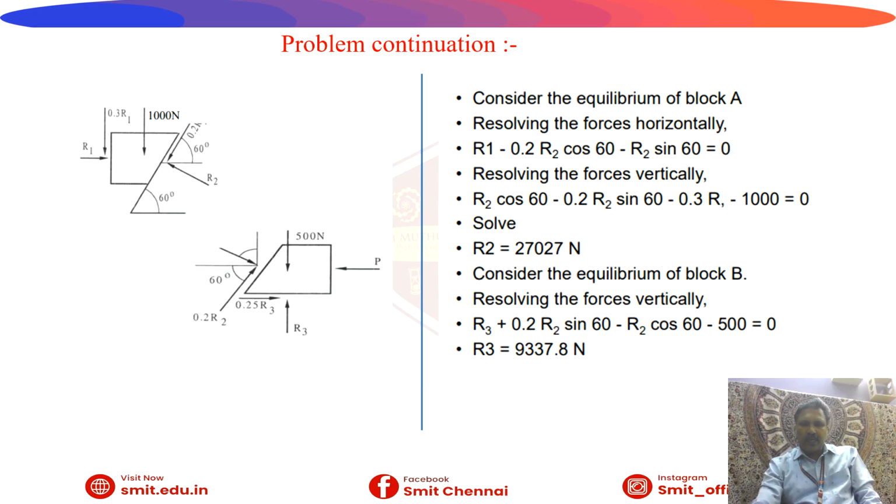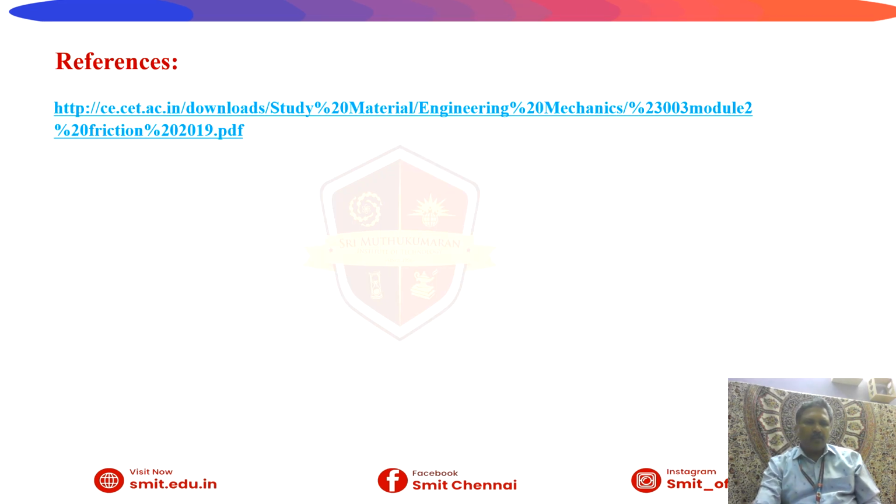So the free body diagram which I mentioned in the previous slide, again I combined together and highlighted here. Then for block B, again we take the block separately, take the forces horizontally and vertically, and put the substitution in the equation. Then you will get R2 equal to 27 Newton. Then equilibrium of block B also, taking the forces vertically, you will get R3 equal to 9337.8 Newton.